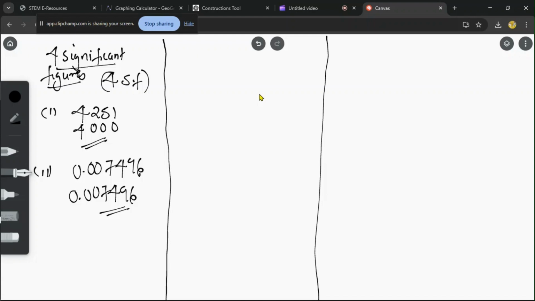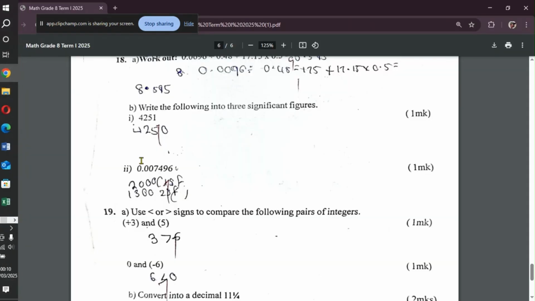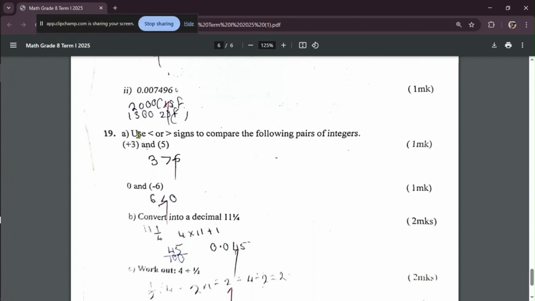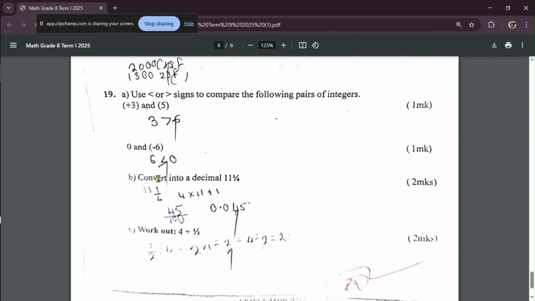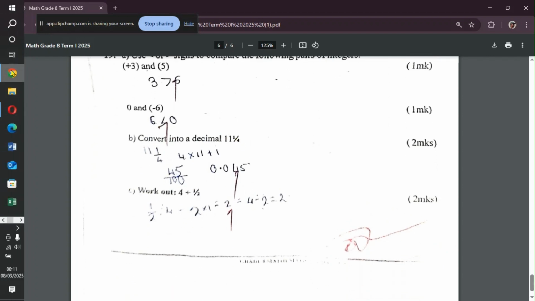Okay, the last one is question 19, and you're told to use these symbols, less than or greater than signs, to compare the following pairs of integers. So you have that one, and you have to convert into decimal. You have that, then you work out that. Right, write for you on the other side.